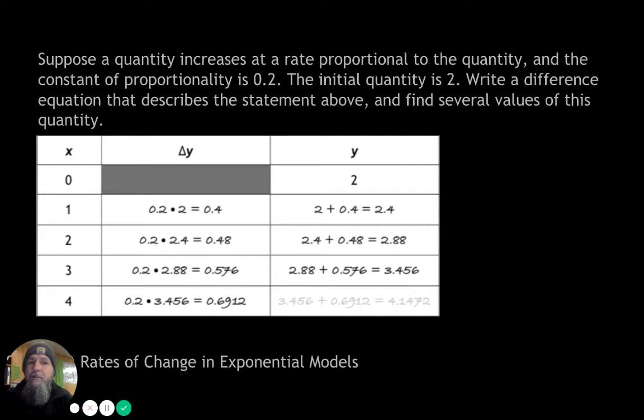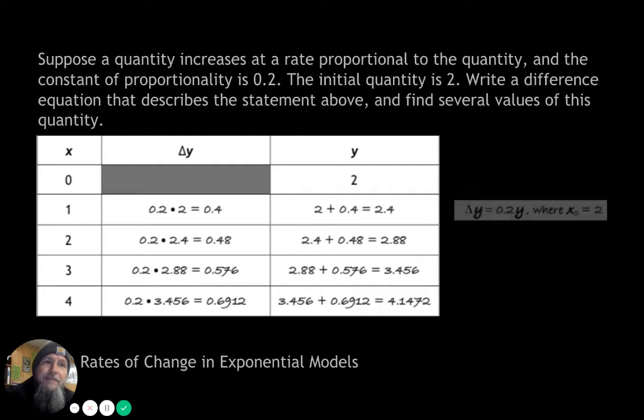We do that for several values, and we can see a pattern that begins to exist. The change in y is actually 0.2 times y. Well, we know that. It's right here in the process. Whatever y is, we multiply by 0.2 to find the change in y. We do that every single time. Y is 2.8, we multiply by 0.2. Y is 3.46, we multiply by 0.2. Find the change in y from 3 to 4.